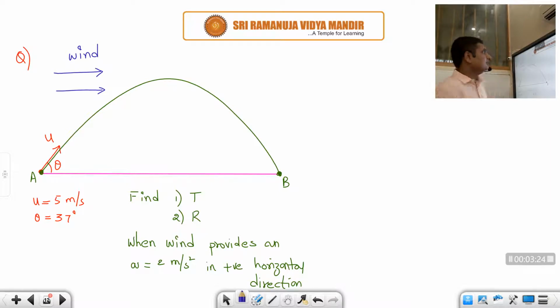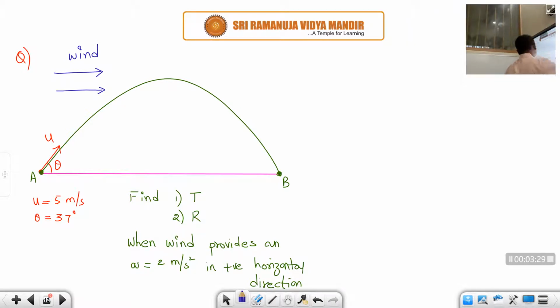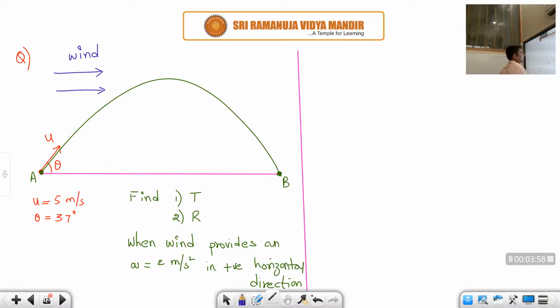I hope you are clear. As I told you before, the standard formulas of level to level projectile, that is time of flight, range, maximum height, are all valid only when there is no acceleration in the x direction. But here they specifically mention there is some acceleration in the x direction. Therefore we cannot apply those formulas directly. Rather, we should solve the problem from the fundamentals.